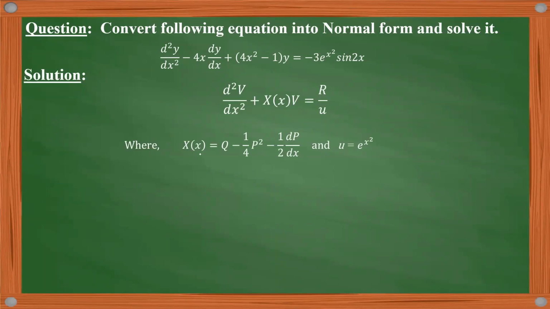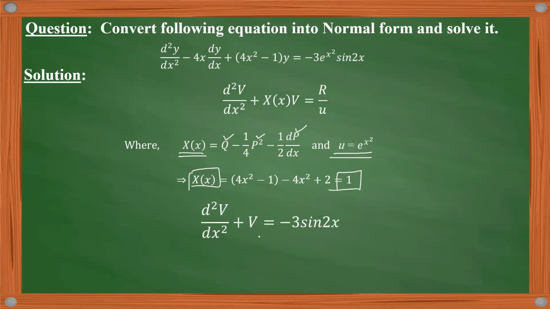Now just put the value of X. The value of X we have seen in the theory portion, that is Q minus 1 by 4 P square minus 1/2 dP by dx. And our u is this that we have already found out. So just put the value of Q, P and dP by dx, and we will get the value of this X. So this is our value of X, and that is simply equal to 1.